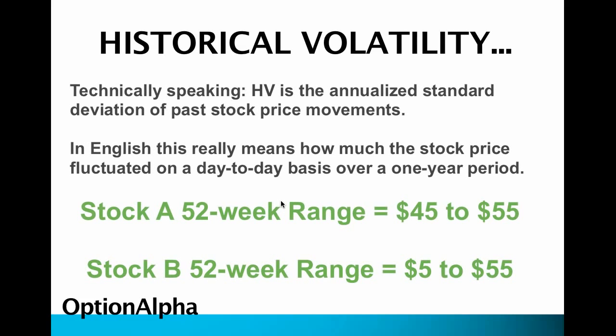So historical volatility. Well, technically speaking, historical volatility is annualized standard deviation of past stock movements, right? So what the heck does that mean in English? Well, it really means how much the stock price has fluctuated on a day-to-day basis over a one-year period. So let's just, for example, take stock A's 52-week range is 45 to 55, right? Pretty tight and narrow range, even though it's a high-priced stock. Well, stock B is a little bit more volatile in that its 52-week range is 5 to 55. Much more volatility over the last year.